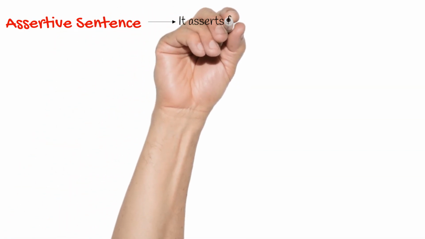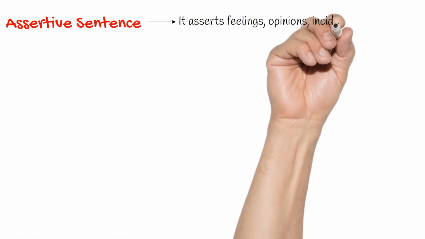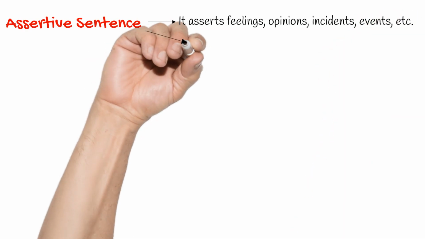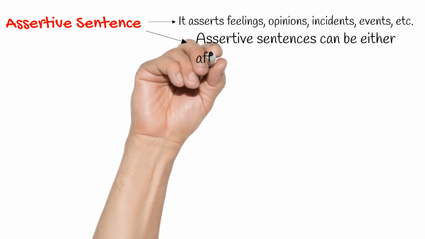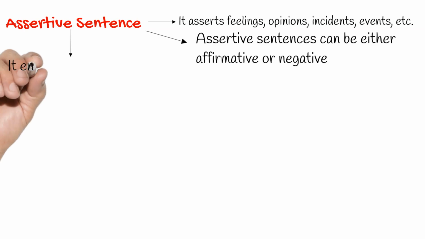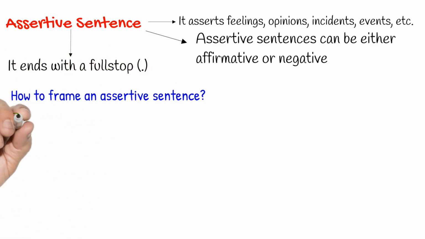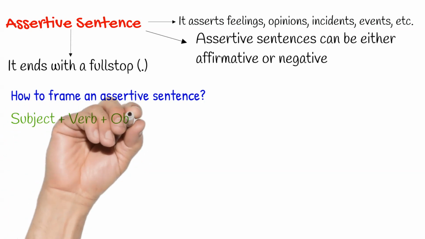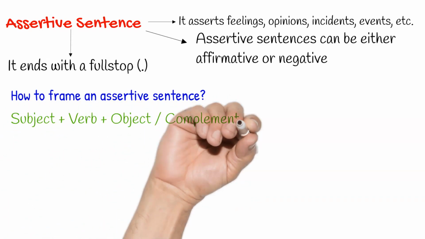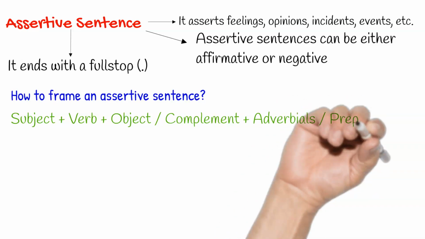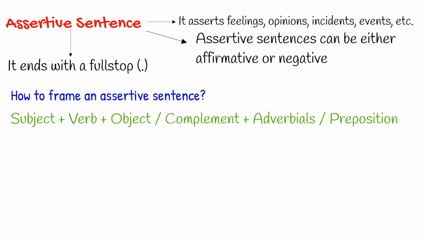What is an assertive sentence? It asserts feelings, opinions, incidents, events, etc., and can be either affirmative or negative. And, it ends with a full stop. How to frame an assertive sentence? First comes the subject followed by the verb, and then comes the object of the verb or adverbials or prepositions, etc. Let's take some examples.